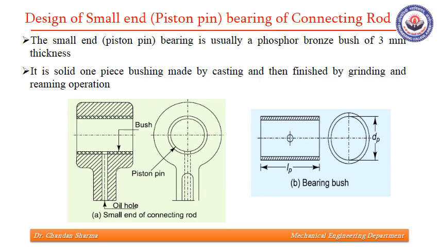Next comes small end bearing, also called piston pin bearing, because at this end piston is being attached to the connecting rod by means of piston pin or gudgeon pin. The small end bearing is usually a phosphor bronze bush of 3 mm thickness, shown over here. It is a solid one-piece bushing made by casting and then finished by grinding and reaming operation. Our job is to find the length of this bearing and diameter of this bearing.